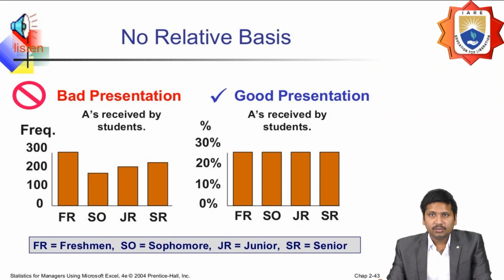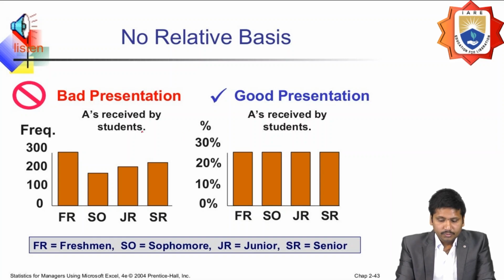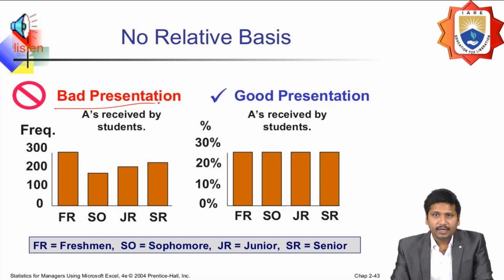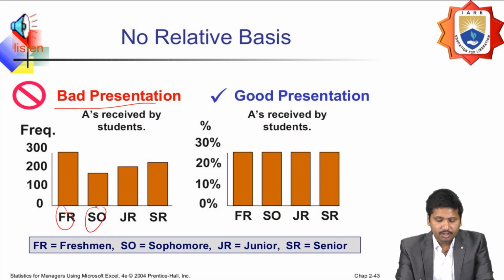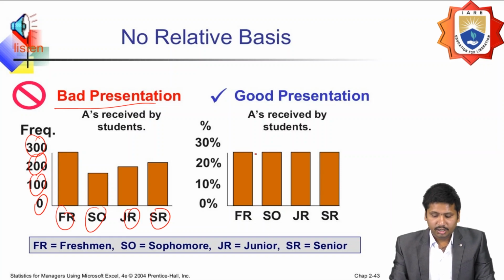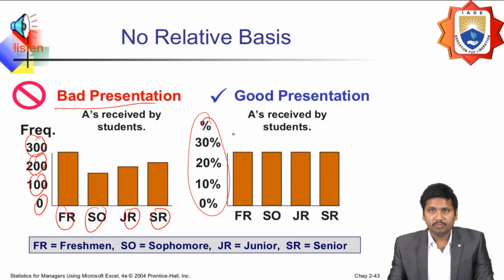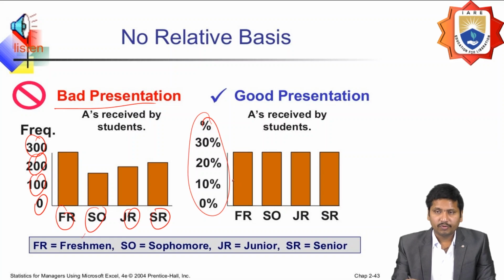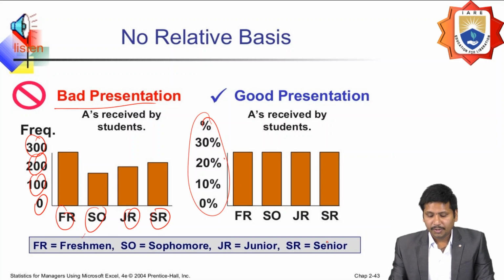And no relative basis. This is another kind of presentation. A bad representation would be, for example, grades received by students, where the categories are freshman, sophomore, junior and senior, presented here in the form of frequency. The better way of representing this is in the form of percentages. That is the no relative basis example. Instead of representing frequency, it is better to represent percentages.